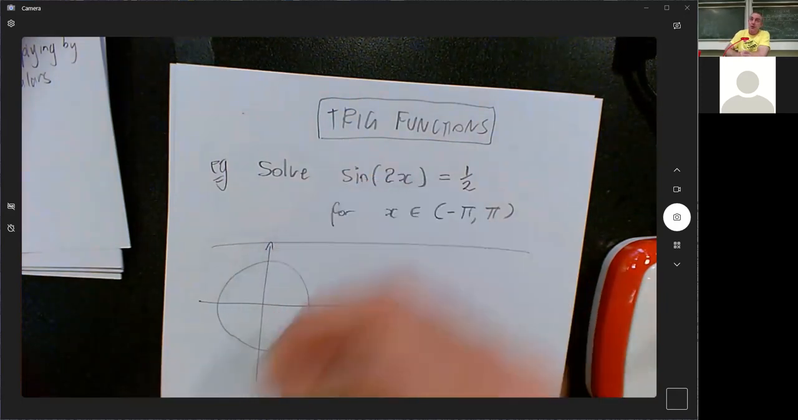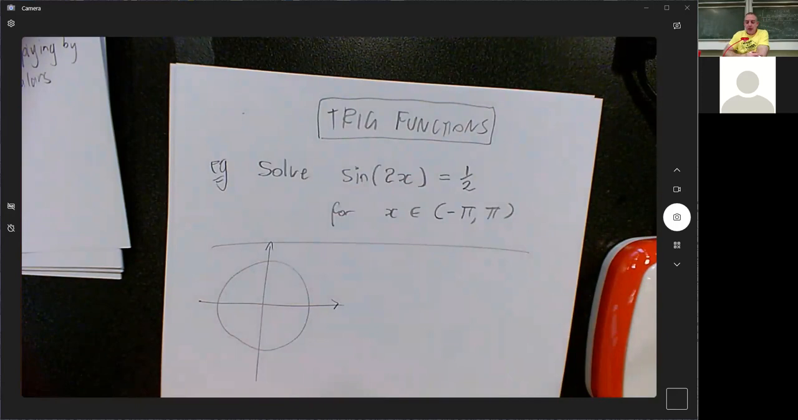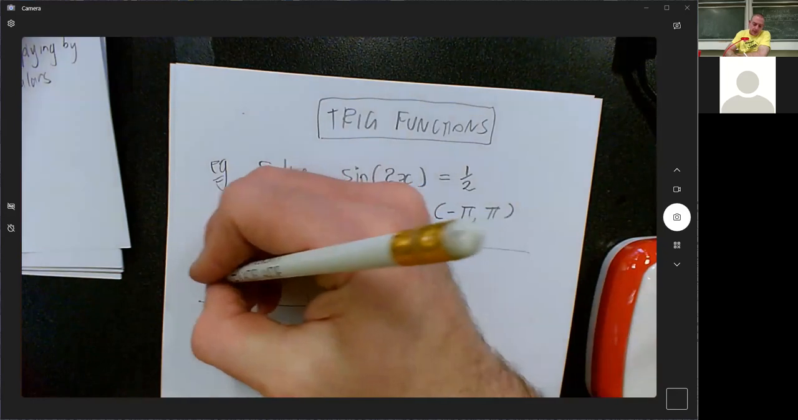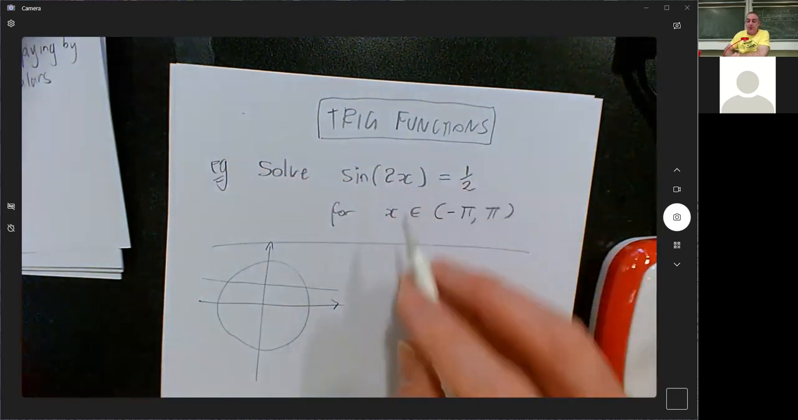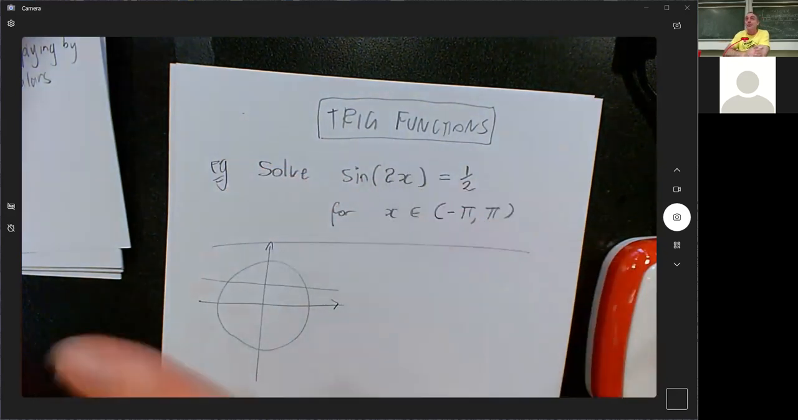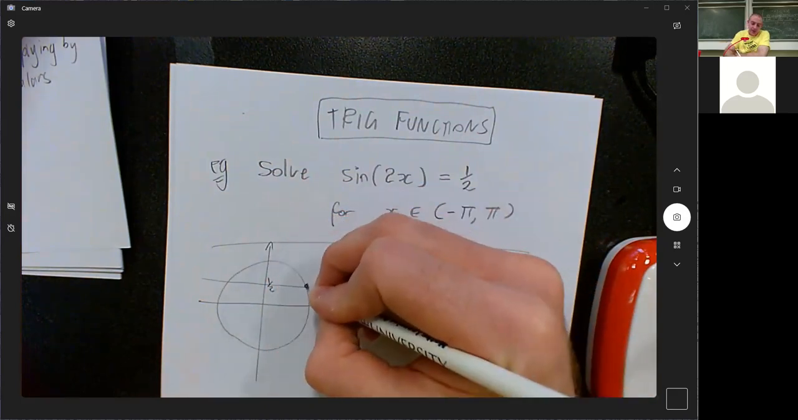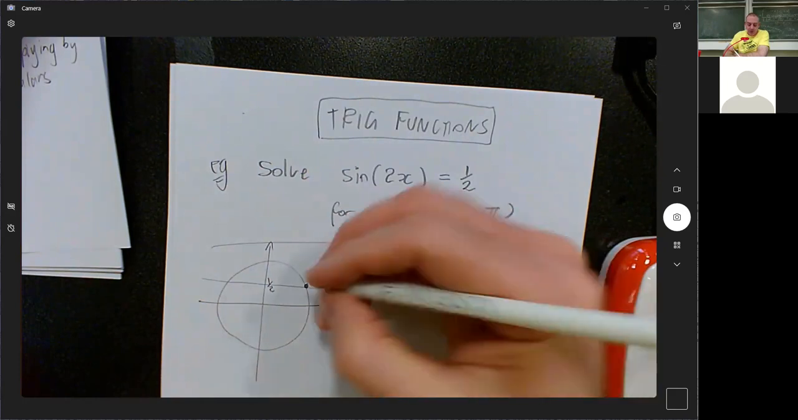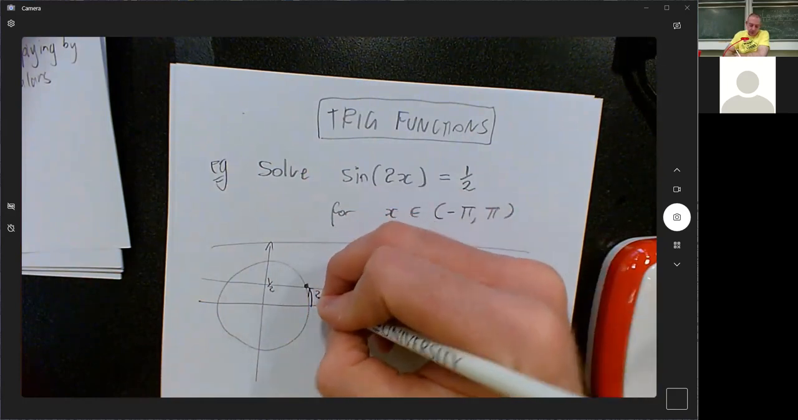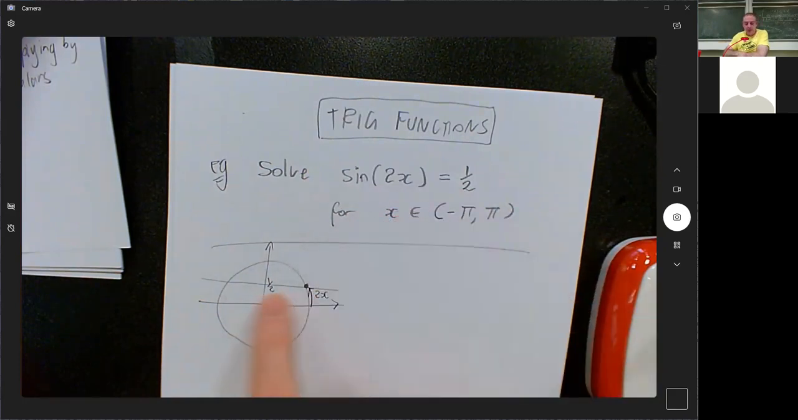Here is my unit circle, and it's telling me that the angle 2x, which is measured around the edge of the unit circle, has sine being a half. Well, sine is the y coordinate. And so I've confused myself by using x for both the angle and other things, but that's okay. There's a half there, and this is one of the points. If this is 2x, then sine of 2x is a half.